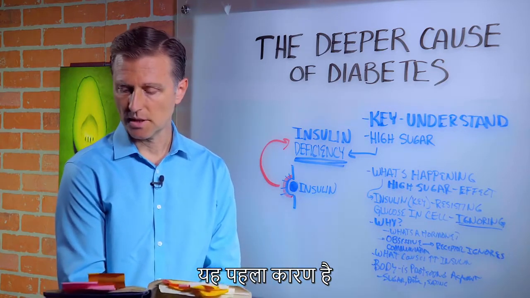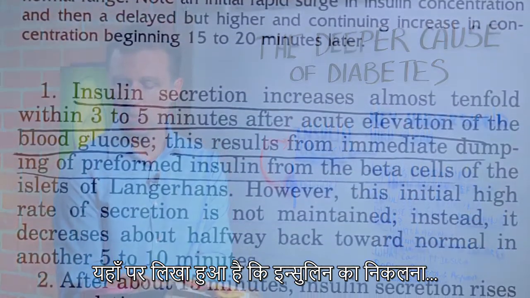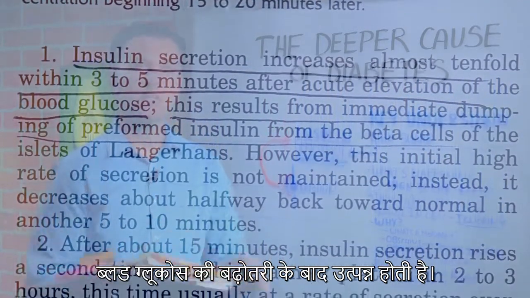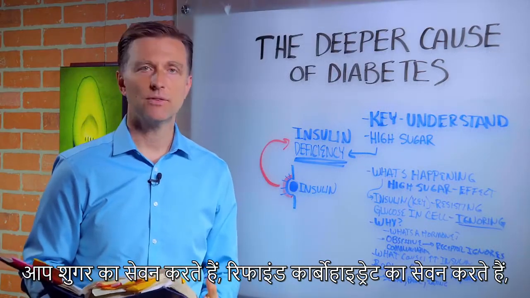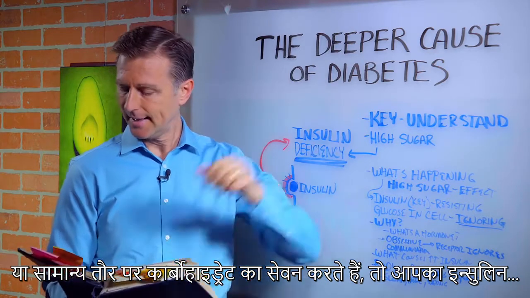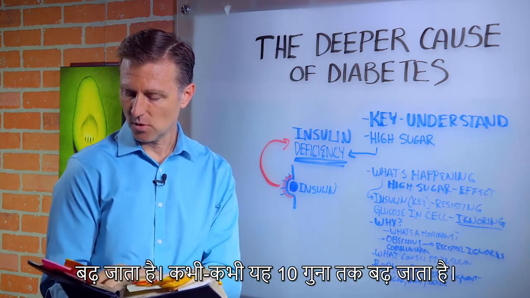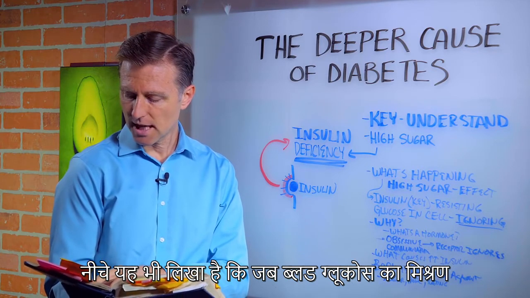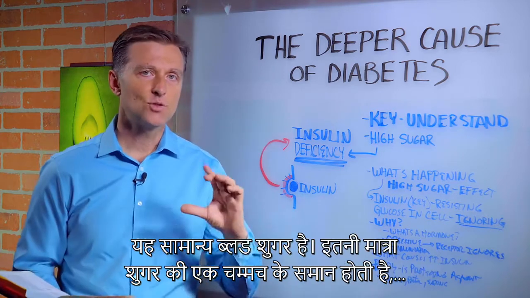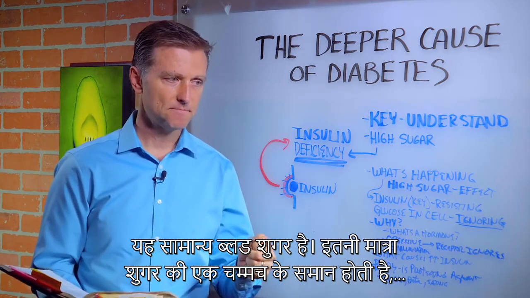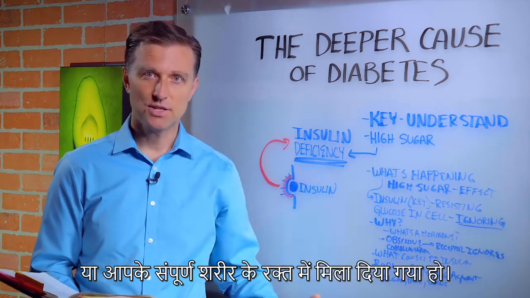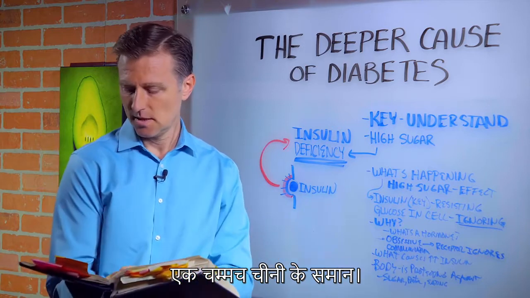So that's one cause right here, because right over here it says insulin secretion increases almost tenfold within 3 to 5 minutes after elevation of blood glucose. So you eat sugar, eat refined carbs, eat carbohydrates in general, you're going to spike insulin, sometimes by tenfold. Down here, it says, as the concentration of blood glucose rises above 100 milligrams per deciliter of blood, that's normal blood sugar. That's like 1 teaspoon of sugar in a gallon and a half of blood, your entire body of blood, okay? So 1 teaspoon.